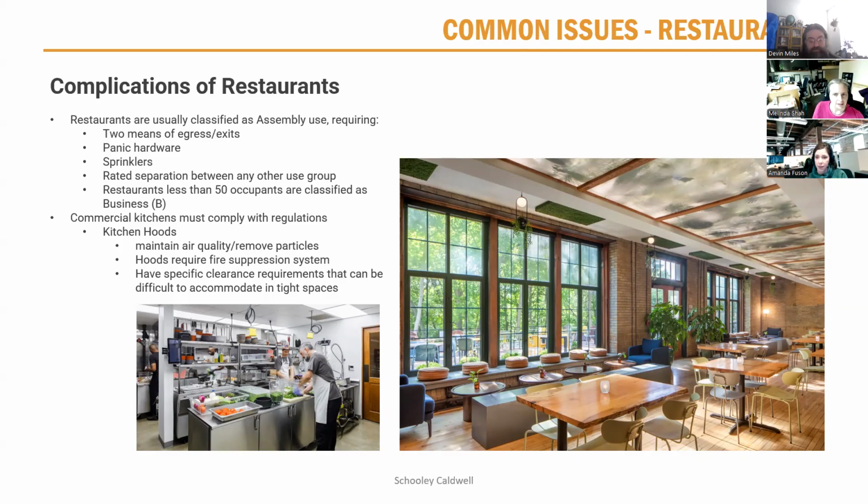But another issue with these restaurants are commercial kitchens. They still must meet modern regulations. What that means is you have to have kitchen hoods, which are required to maintain air quality and remove particles, and those hoods have to have a fire suppression system. There are also very specific space requirements with contemporary commercial kitchens. In a lot of these historic buildings, even if they were a kitchen, they were never designed with the clearances that are required today. So it's always something to consider in historic buildings, how you can make it work with modern clearances within these really tight spaces.